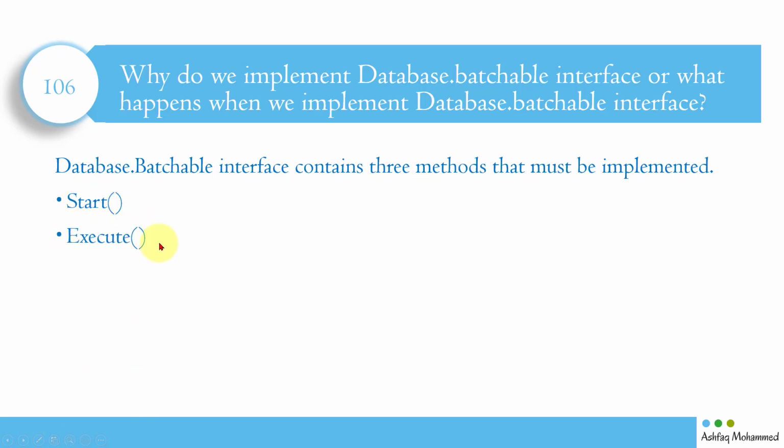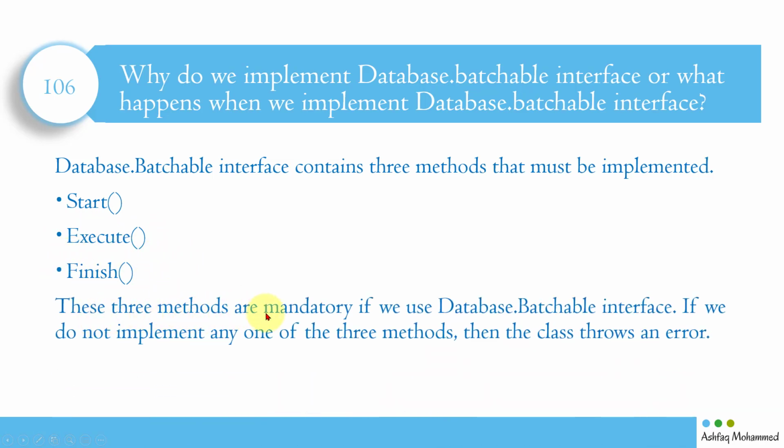Second one is an execute method. You have to implement this as well. And then the finish method. Okay. So these 3 methods are mandatory if we use the database.batchable interface. If we do not implement any of these 3 methods, then the class throws an error. So go back and just write a class with the database.batchable interface, try to implement only two methods, start and execute, and try to save it. Automatically you will see an error that you have to implement the last method, that is the finish method, as well. As soon as you write database.batchable, it will not allow you to even save that class.